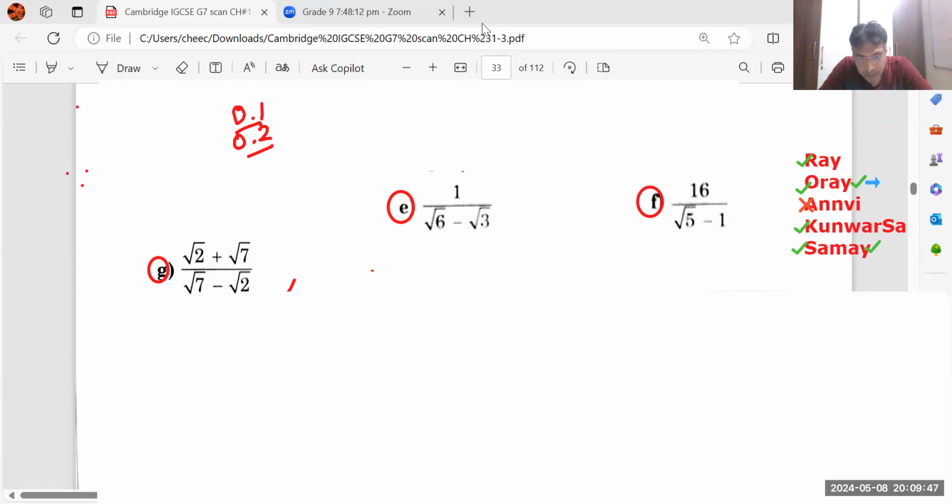Ray, the arrow sign means it's not simplified. Sir, which one? F part. Okay, there is a very slight small mistake in your answer. Whoever you copied from, you made the same mistake.